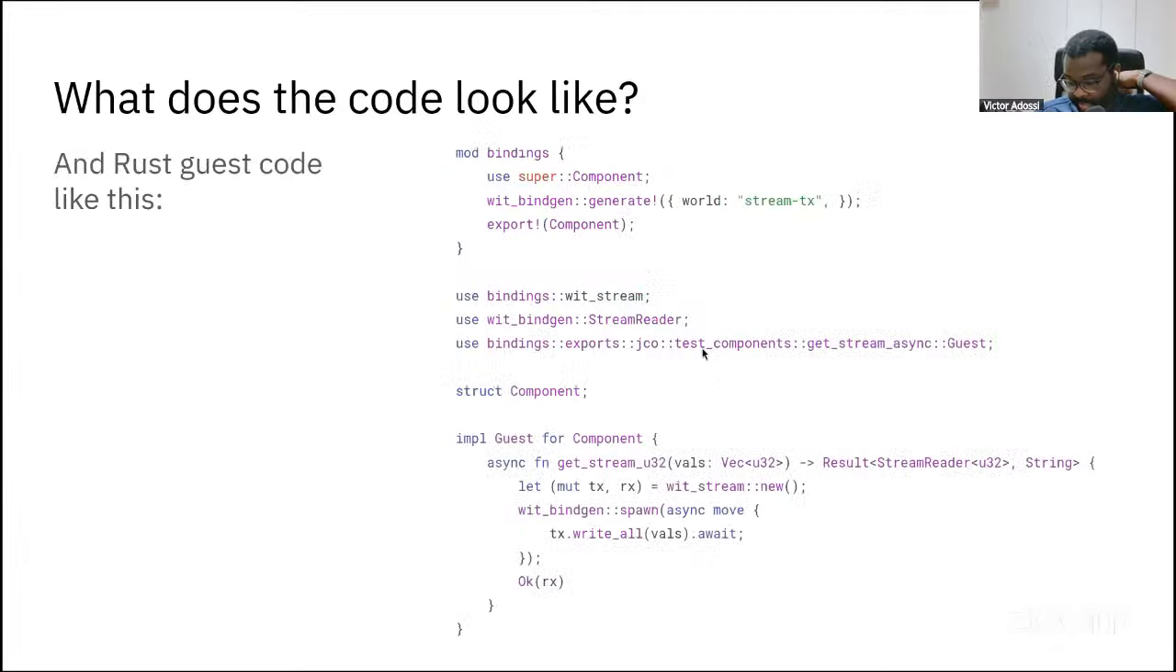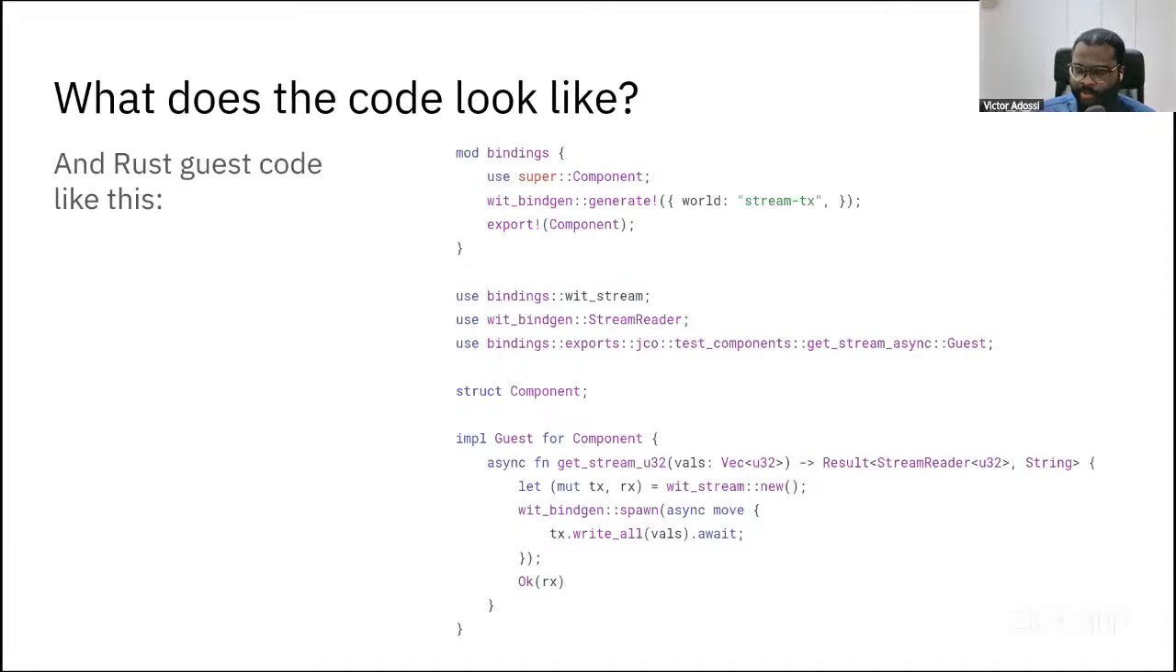In Jcode's case, we use Rust guest code for this because obviously we can't use JS guest code just yet. Really, the important part is down at the bottom. You see the implementation for that get stream U32 function that was exposed by the world in the previous slide. You can ignore a lot of the syntax here, but in particular, we just take the list of U32s in the vector, and we write them all back from an async task that we spawn.